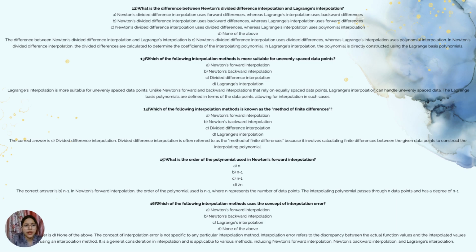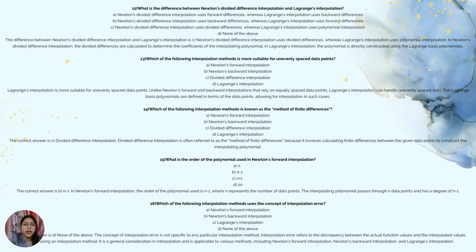The difference between Newton's divided difference interpolation and Lagrange's interpolation is C. Newton's divided difference interpolation uses divided differences, whereas Lagrange's interpolation uses polynomial interpolation. In Newton's divided difference interpolation, the divided differences are calculated to determine the coefficients of the interpolating polynomial. In Lagrange's interpolation, the polynomial is directly constructed using Lagrange's basis polynomials.